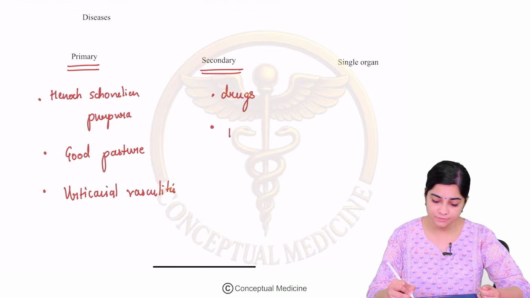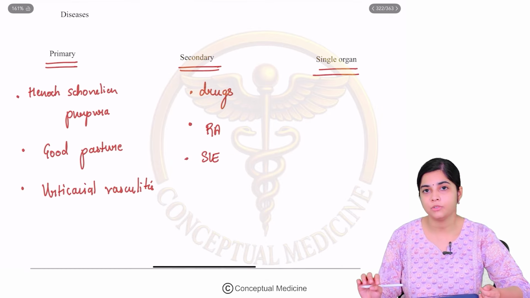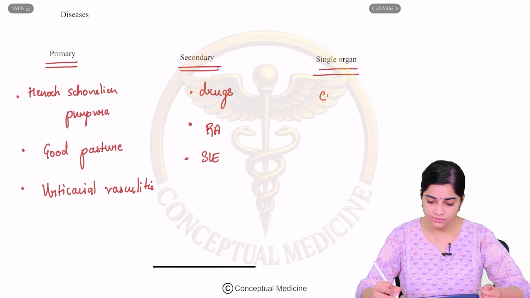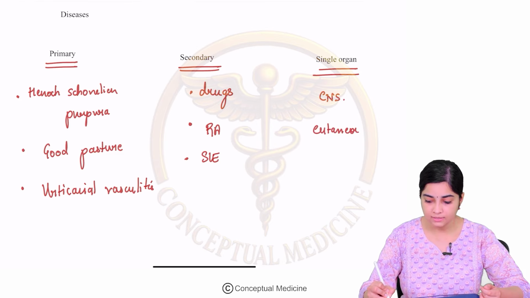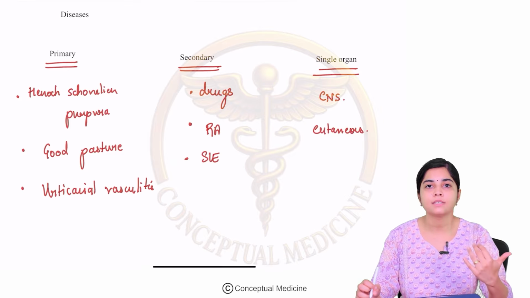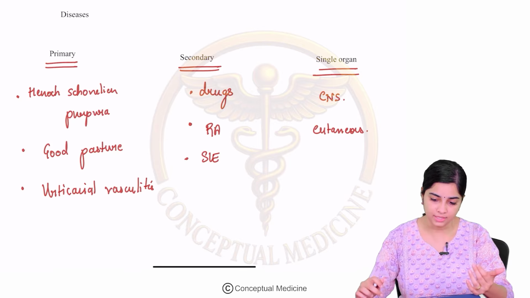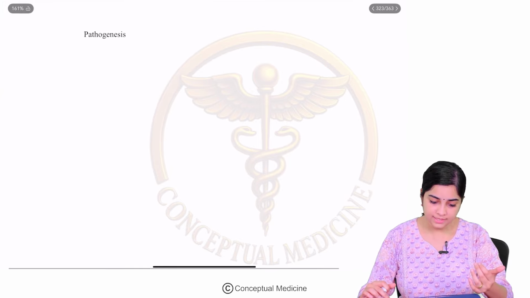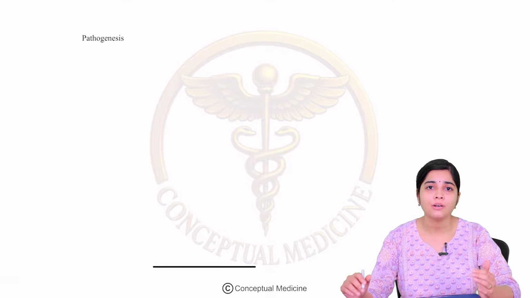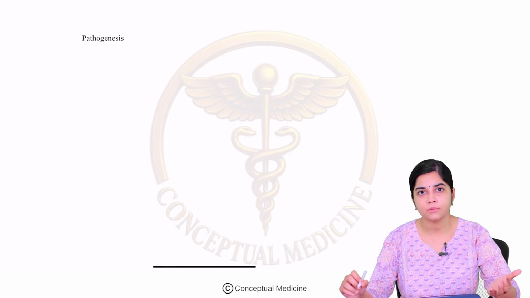Secondary to other connective tissue disorders like SLE. Okay. Then single organ immune complex mediated vasculitis includes your primary CNS vasculitis, primary cutaneous angiitis. These are examples of single organ vasculitis. Okay. So this is about how you classify your different immune complex mediated small vessel vasculitis. Then let us understand the pathogenesis. How do these immune complex mediated vasculitis actually originate?